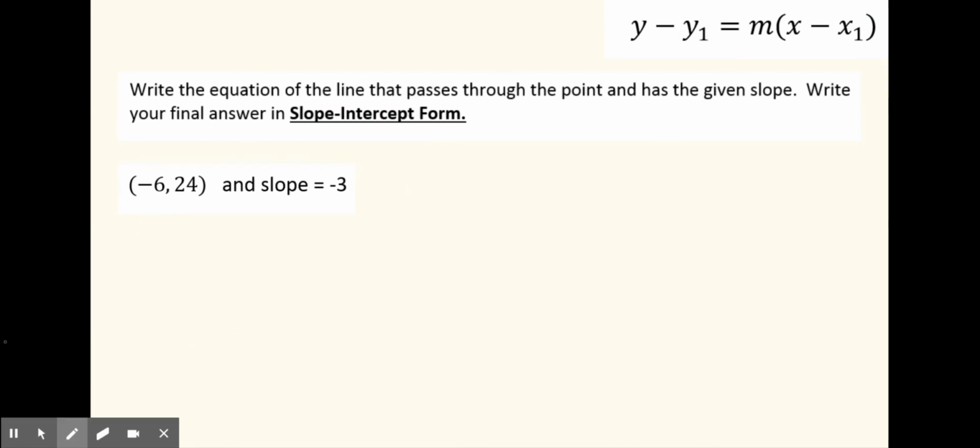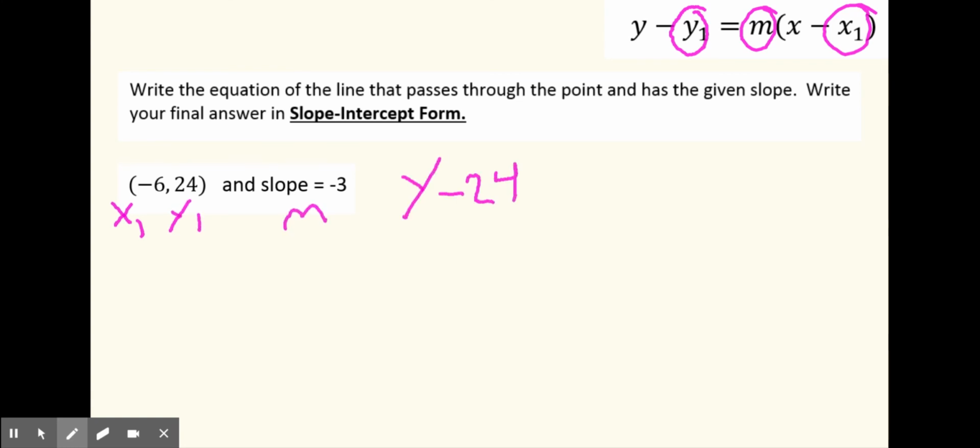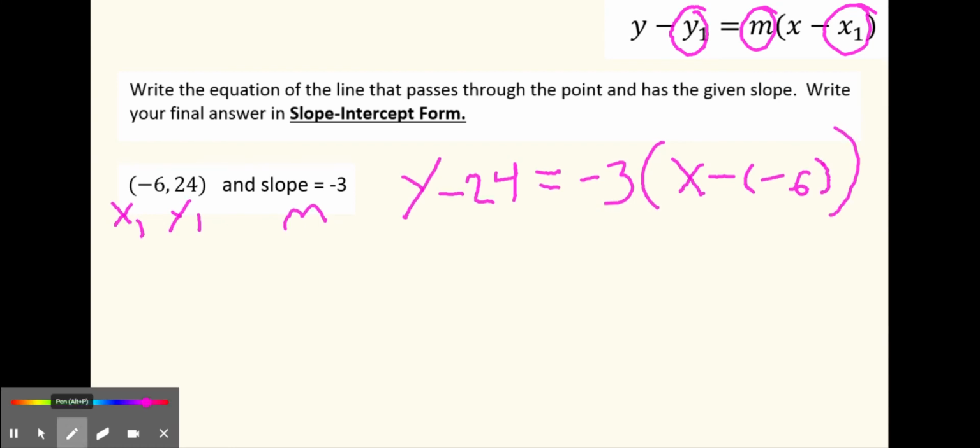Still the same instructions. So again, this is our y1, m, and x1. So we have x1, y1 here. Here's our m value. Y minus 24 equals our slope of -3 times x. And we have a double negative here, so we have minus a -6. I just want to focus on that double negative, minus a -6. That's really anytime it's two negatives in a row, negative times a negative will make a positive. So that's really like x plus 6.